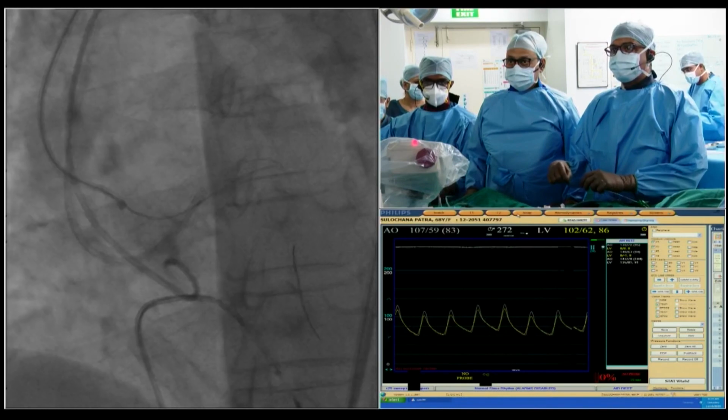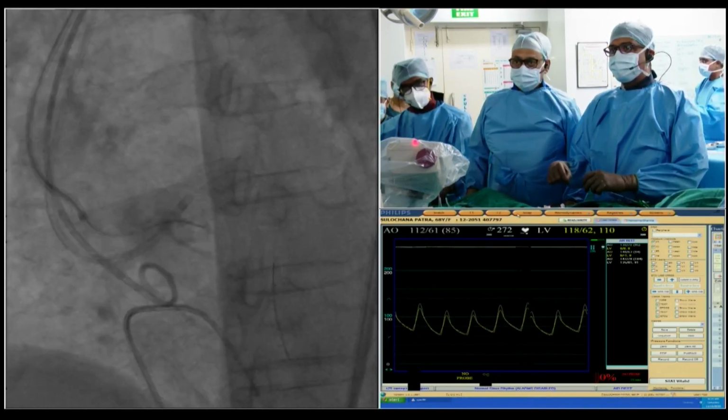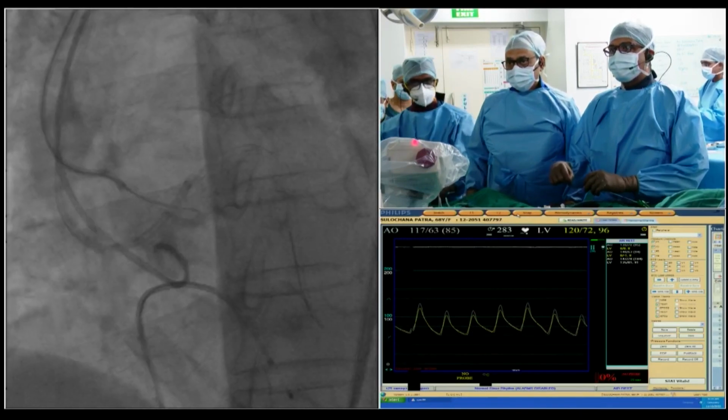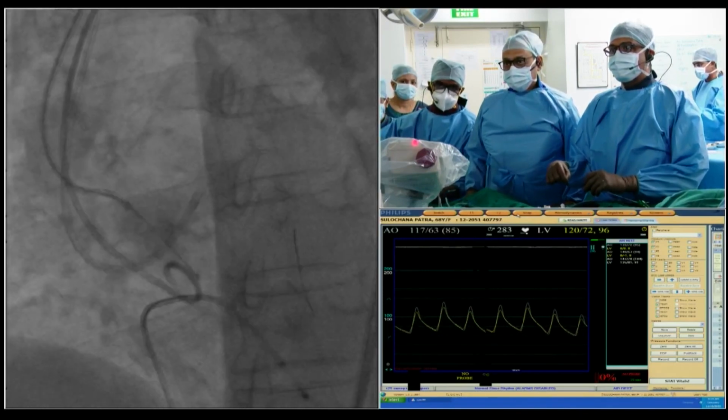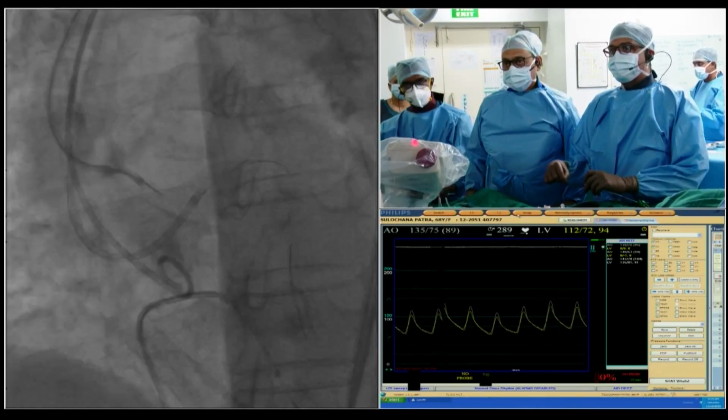Okay. I think that's not a bad idea to do that. And in case, if all of you agree, we are planning to just take the pigtail and exchange it for the right coronary guide. Let's keep that ready. Right coronary guide.